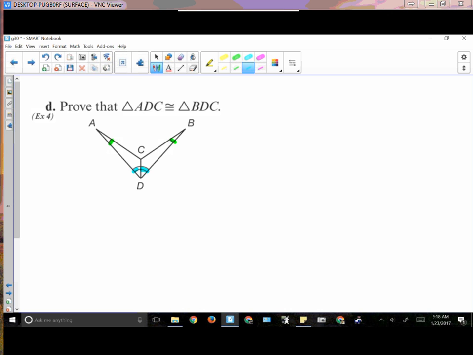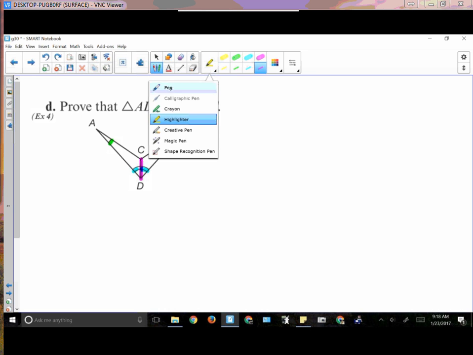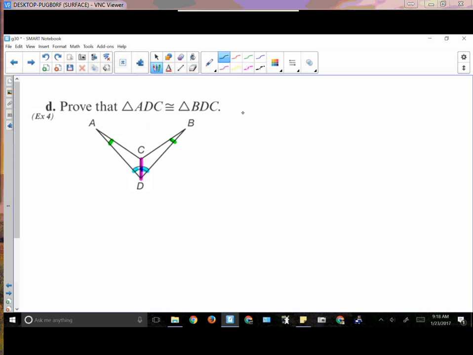Now, is there any other information that appears that I have? CD. Okay. It appears that CD right here is in common as well, right? So it looks like I've got an angle and a side. So now I've got a good handle to start with.